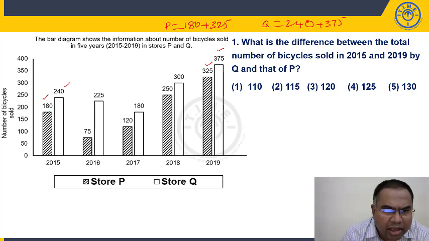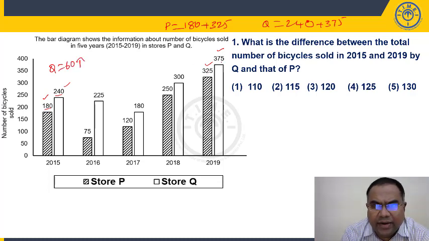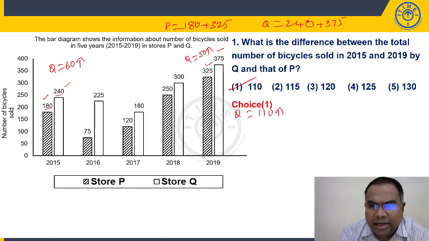If you observe here, P and Q in 2015, P is 180, Q is 240. Q is how much more? 60 more. Now look at this, 2019, 325, 375. Again here Q is more. Q is how much more? 50 more. In both the cases Q is more, so 60 plus 50, I can say Q is 110 more. 110 is present in choice 1.